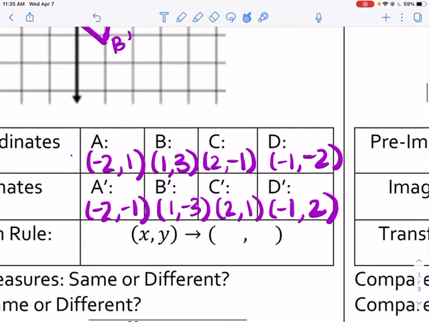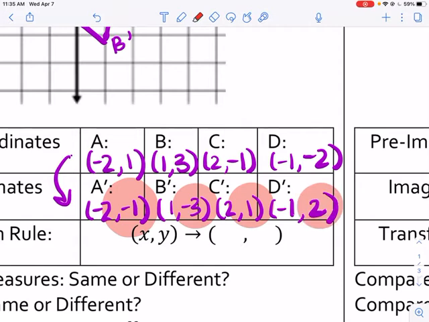Now, all these numbers look pretty much the same. There's just one key difference. As you look from A to A prime, the only thing that changed was that this one became negative right there. And then from B to B prime, that 3 became negative. And then C to C prime, that 1 became negative. And then D, it was negative before, and now it's not.